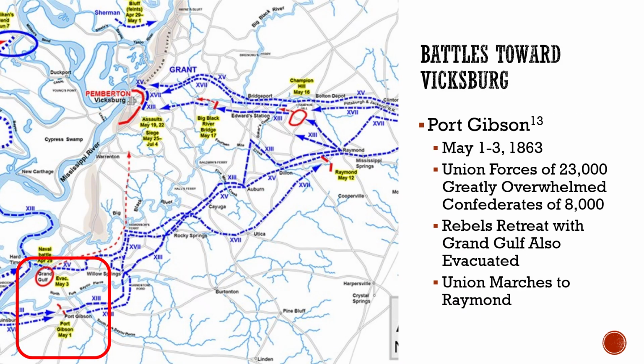Just a quick overview of these battles. Once again, at Port Gibson, it occurred on May 1st through the 3rd, 1863. Union forces of about 23,000 greatly outnumbered the Confederates, who only had about 8,000 troops. The rebels retreat, with Grand Gulf also evacuated. The Union Army marches to Raymond.